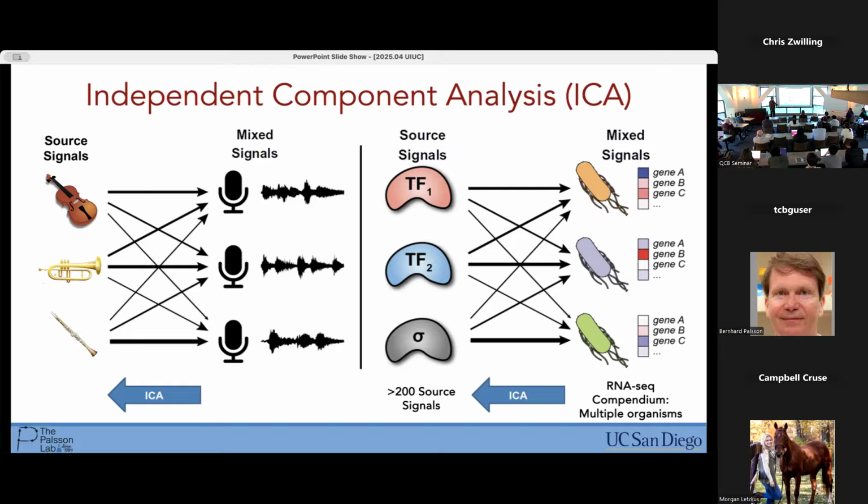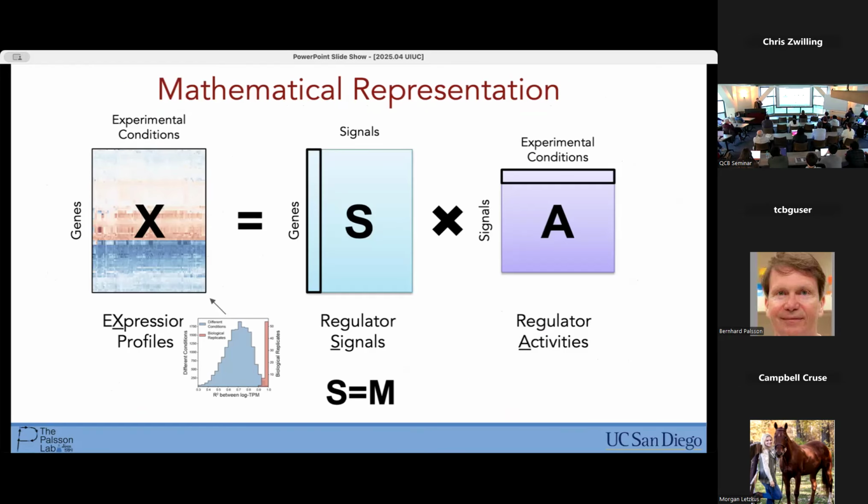Once you have a good database that is quality controlled, we have R-squared values close to 0.98 to 0.99 for replicates. And so you have a high quality database, you can actually extract these signals. And they are typically between 100 and 150 in a bacterial genome. For E. coli, a little bit better because we have so many conditions.